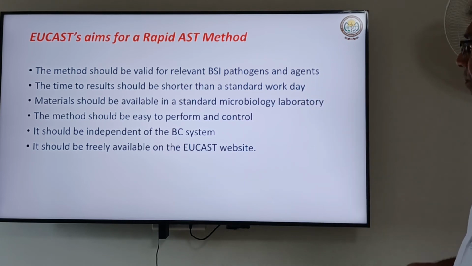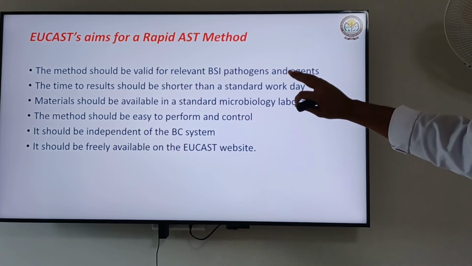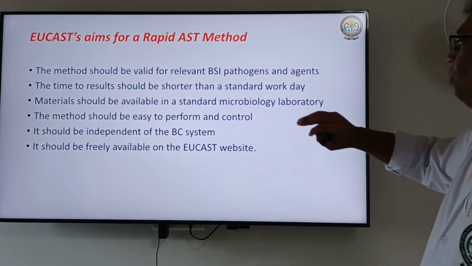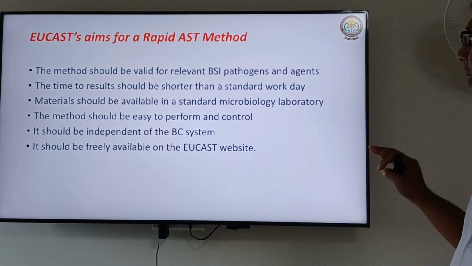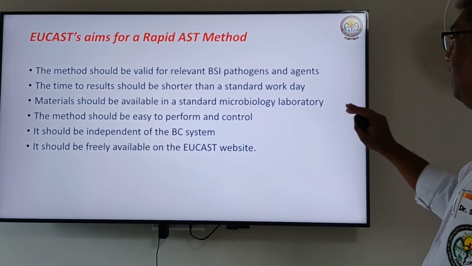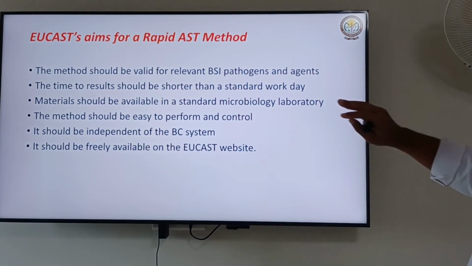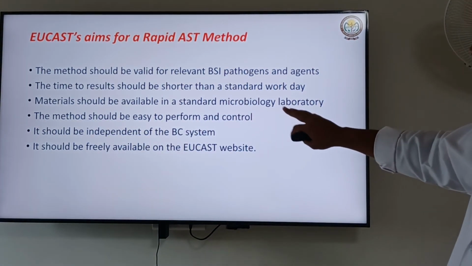So the purpose of the EUCAST was that the method should be valid for relevant bloodstream infection pathogens and agents. The time of the result should be shorter than the standard workday. Material should be available in a standard microbiology laboratory, except for the MALDI. That is one problem, that otherwise most of the things are available. The method should be easy to perform and control.